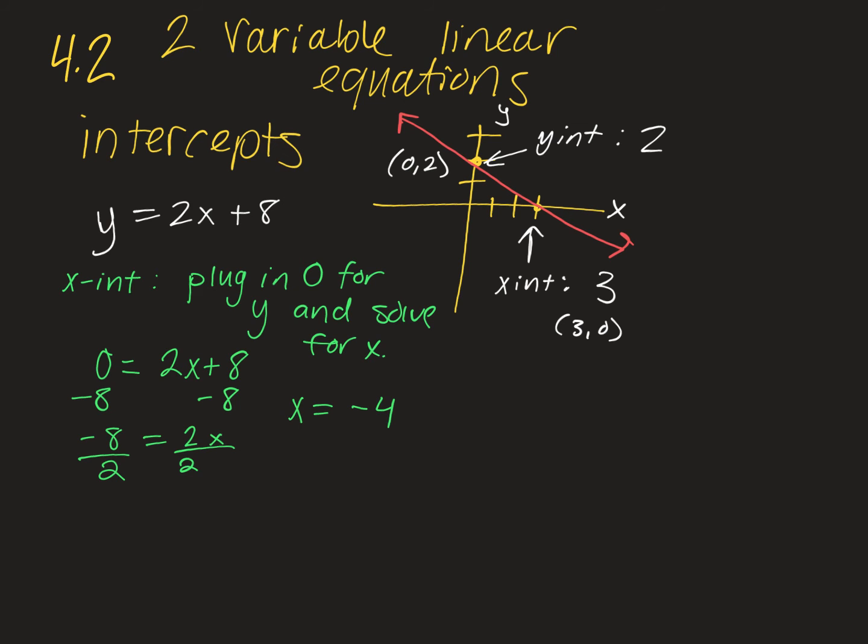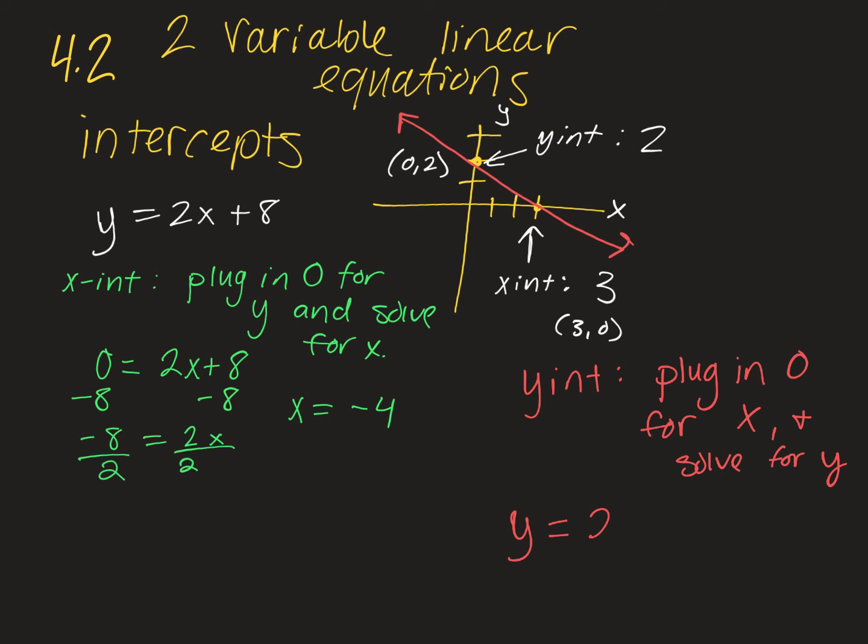Okay, so then to find the Y-intercept, we will plug in 0 for what? Any ideas? Yep, good. Plug in 0 for X and then solve for Y. So in that same equation, we'll have Y equals 2 times 0 plus 8. So 2 times 0 is what? 0, right? So that's just going to go away, and our Y-intercept will be positive 8.